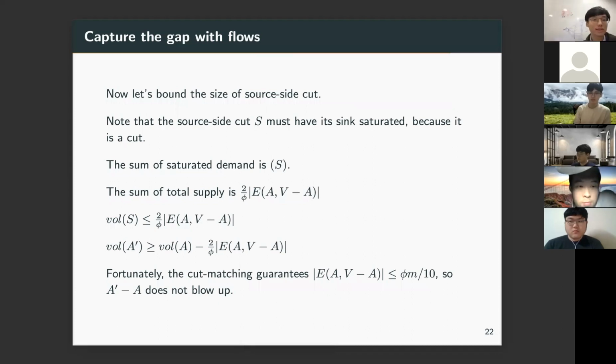Yeah, okay, so that's all the ideas. That's the key idea. So let's bound the size of the source side cut. Note that the source side cut must have its edges saturated, but because it's a cut, and so on. I think this is a boring calculation. So anyway, the takeaway is it does not blow up the original cut, the smaller side of the cut, into something very huge. So you don't have to worry about those pathological cases.